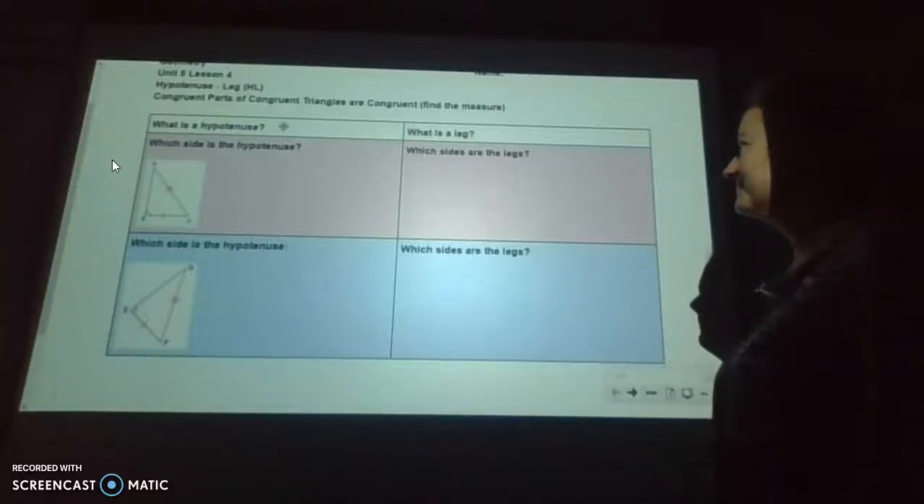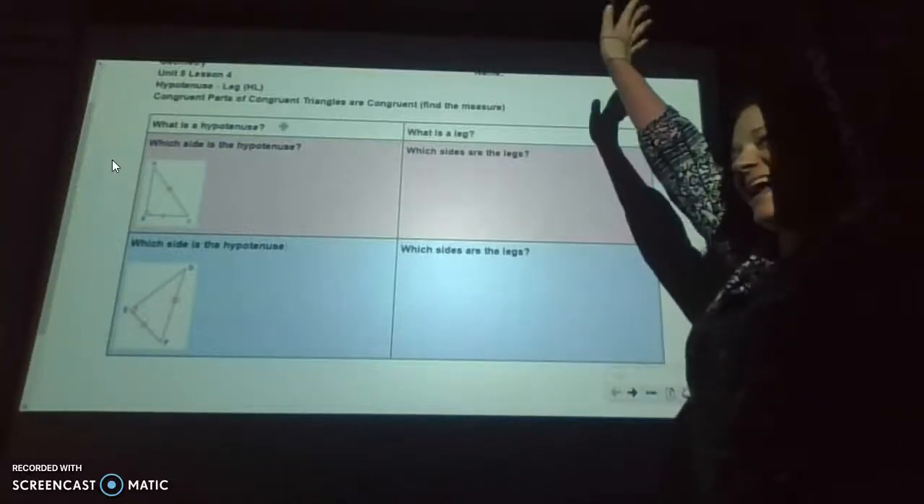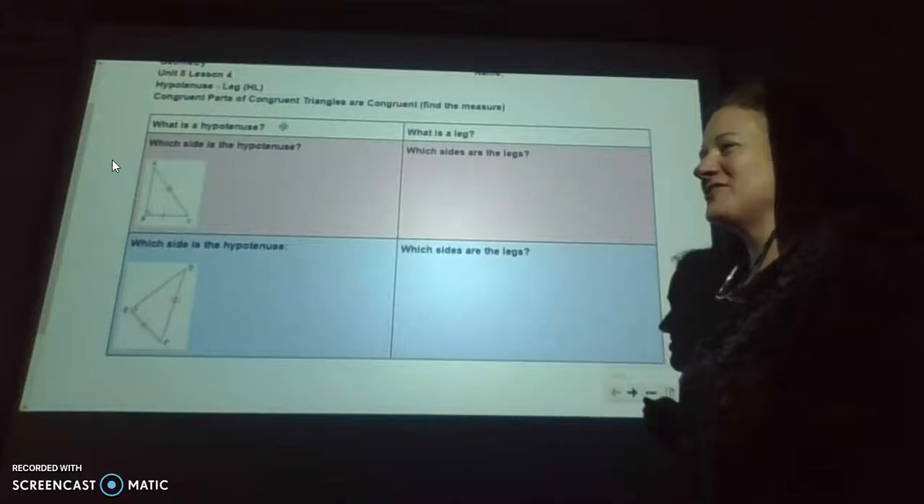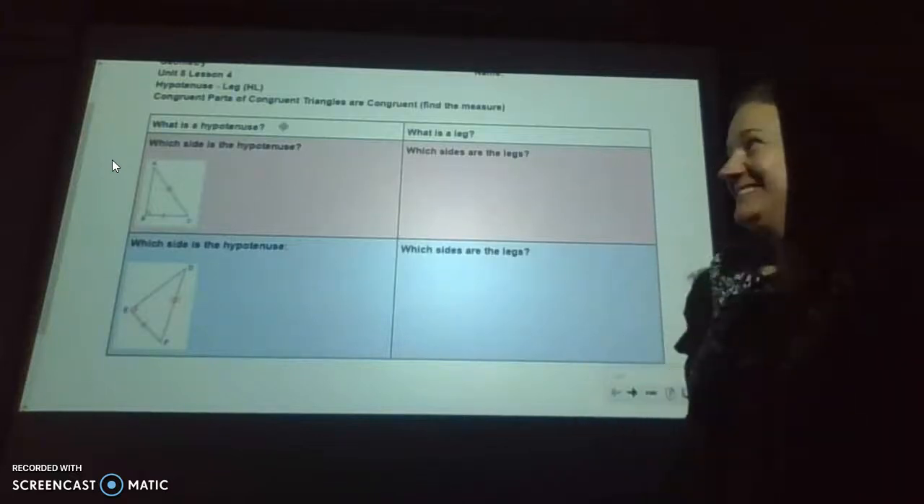Okay, today's theme is hypotenuse leg theorem. Yay! Is this the last one, Miss Central? It is the last lesson in Unit 5, Lesson 4.